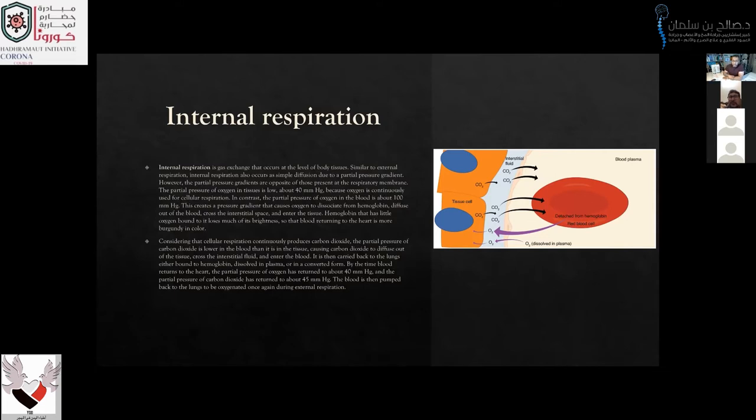The partial pressure of oxygen in tissue is low, about 40 millimeters of mercury, because oxygen is continuously used for cellular respiration. In contrast, the partial pressure of oxygen in the blood is about 100 millimeters of mercury. Please memorize these numbers as your name, because they are very essential at the end of this lecture to understand the exchange of gases in pathological situations. This creates a pressure gradient that causes oxygen to dissociate from hemoglobin, diffuse out of the blood, cross the interstitial space, and enter the tissue. Hemoglobin that has little oxygen bound to it loses much of its brightness.